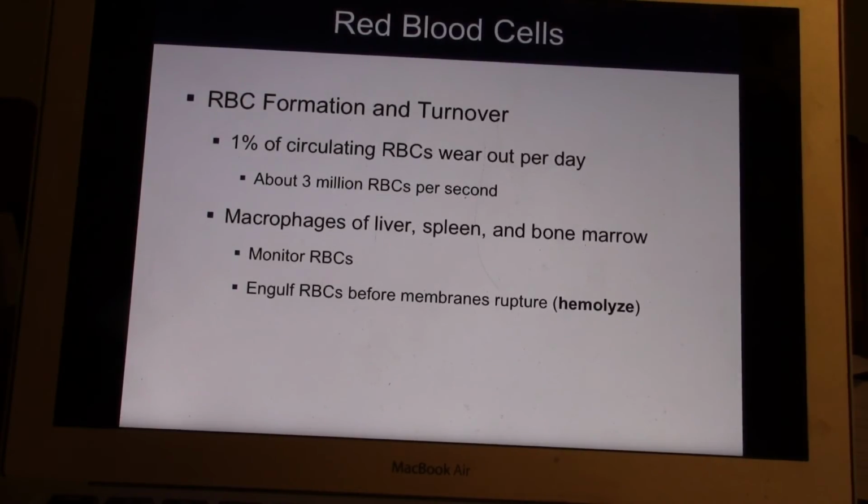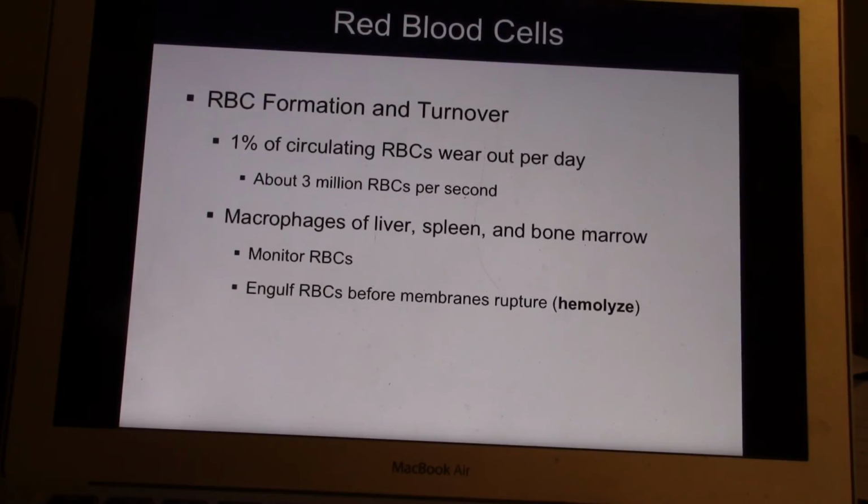Well, the way we do that is that we have these macrophages. We have lots of them that live in our liver and spleen, and a lot of them live in our bone marrow. And basically what those cells do is they run around looking for old, decrepit, worn-out red cells, and they eat them up. They simply eat them up, and they try to eat them up before the red cells really die and burst. We call that hemolyzing.